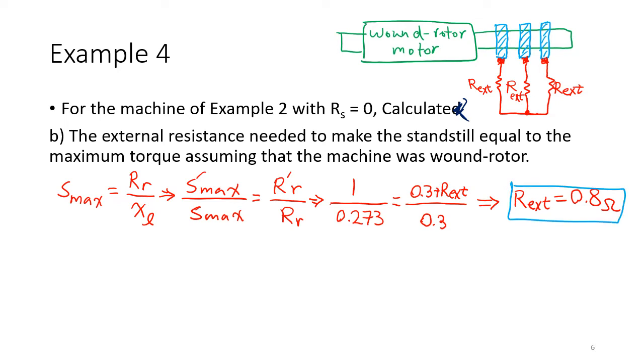And in this case, T standstill will be equal to T max, which is 466.7 Newton meter.